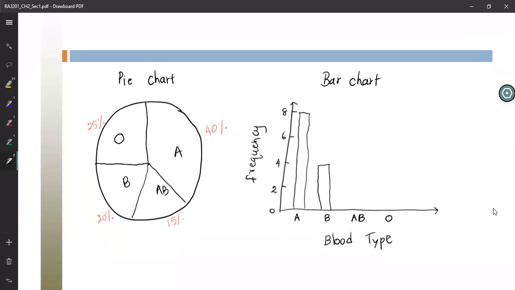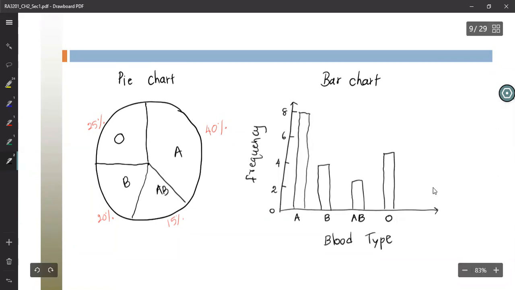Next we have 3. And O is 5. It's 4. So this is how we draw the bar chart. Okay, so that's not hard. Very easily you can figure it out. Okay, so any question about bar charts and pie charts?